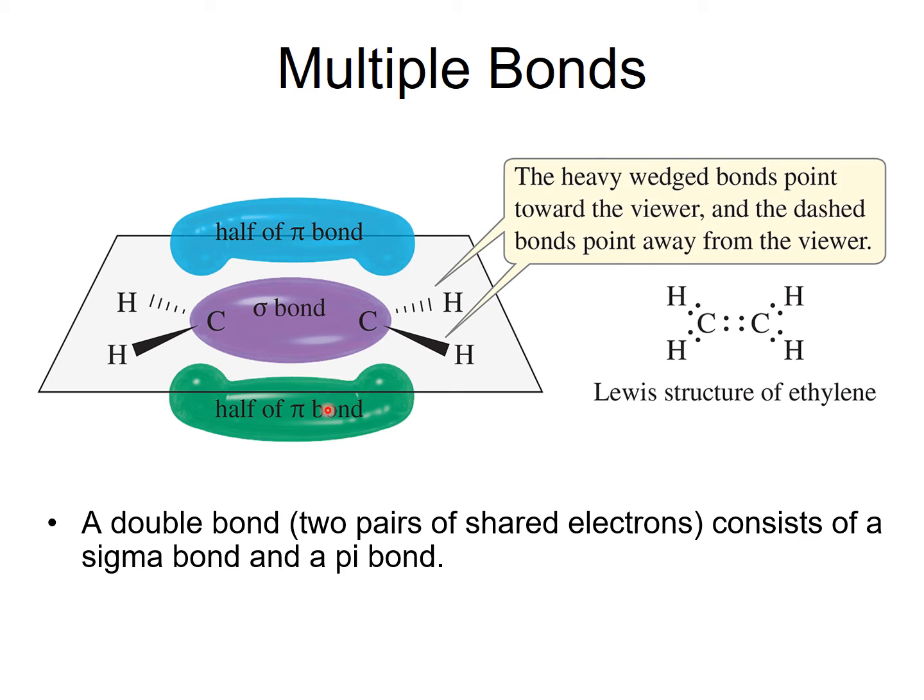So we have a double bond here. We have two pairs of shared electrons. So one of them is a sigma bond and the other is a pi bond. So when you have a pi bond, it's like a donut. So here's the pi bond, and there's actually absolutely no electron density for this pi bond between the two atoms. It's actually above and below.